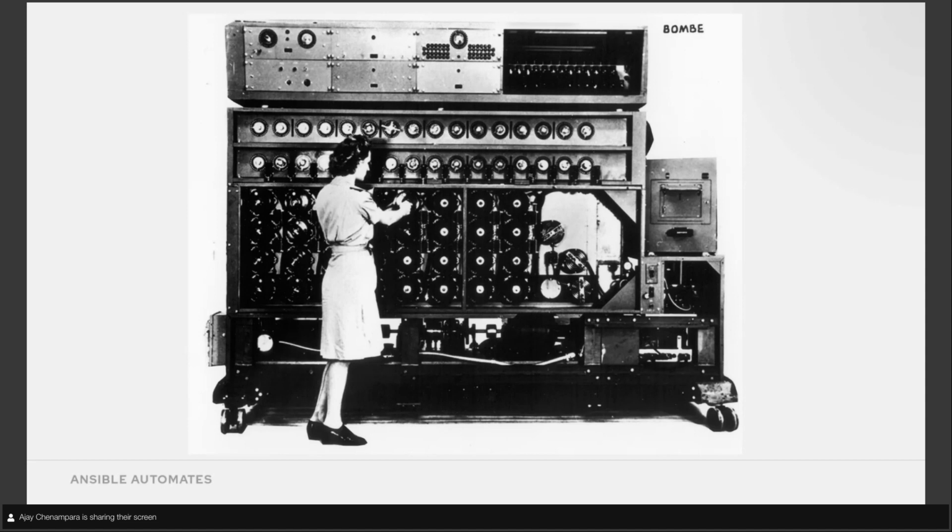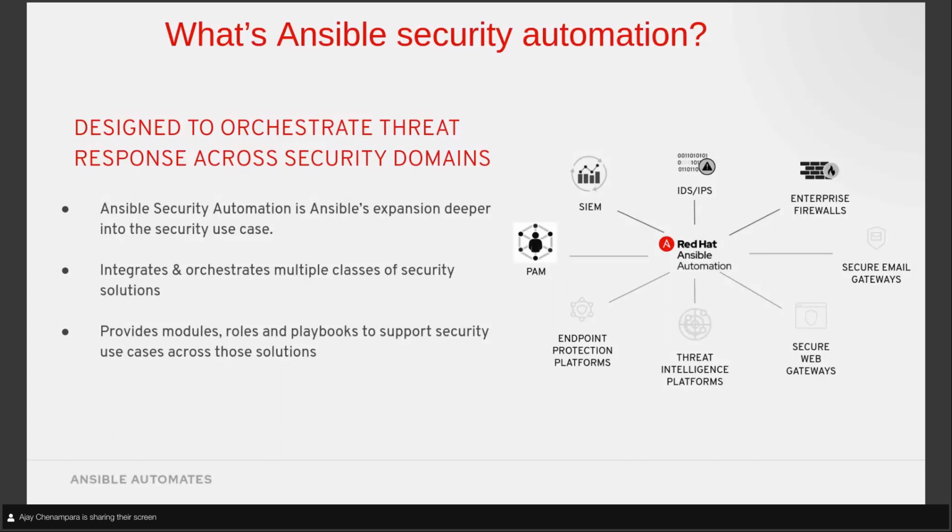To keep up with that, Alan Turing had the intuition of building a counter machine. The picture you're seeing here is the Bombe, which was used to counteract the Enigma machine, and this was ultimately successful. So in our story, our machine is Ansible Automation Platform. Ansible has a proven track record of automating infrastructure, networks, and applications already.